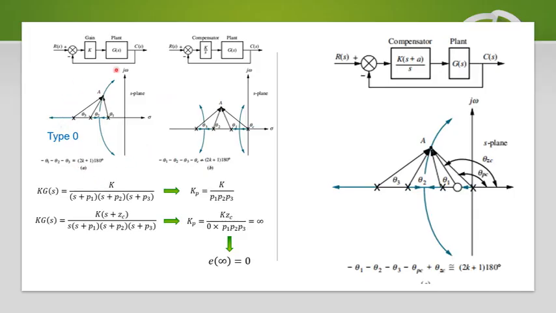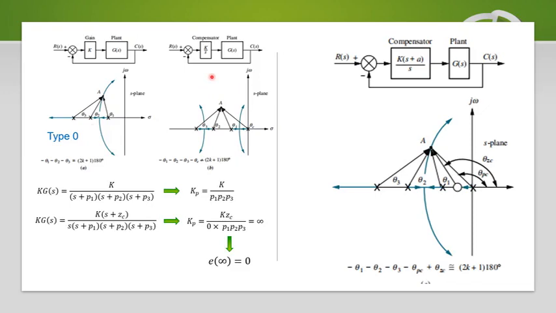Okay, to illustrate the idea of implementing a PI controller in a control system, let us consider a system with three poles on the left-hand side of the s-plane. Let us denote the poles to be at minus P1, minus P2 and minus P3. From the transfer function, we know that the system is type 0. The blue line shows the root locus of the system.